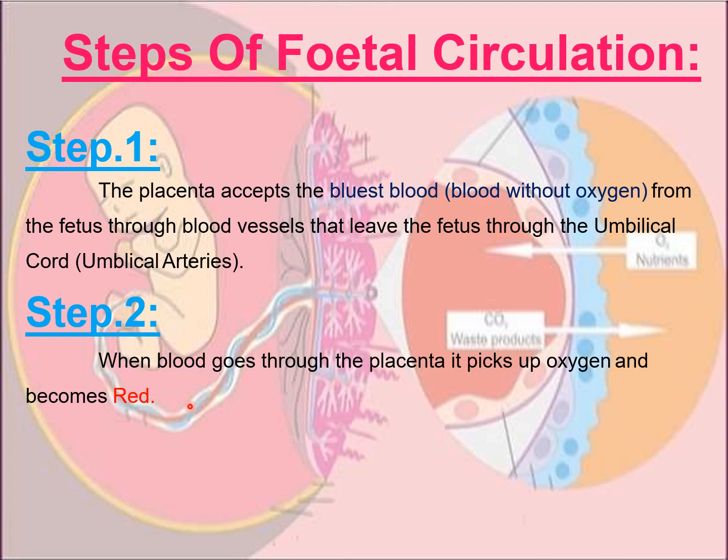And second, when blood goes through the placenta, it absorbs oxygen and becomes oxygenated blood. For easy understanding, I have marked it as red blood. It will become red blood, so it will be oxygenated blood. That is the second step. So the exchange of oxygen and carbon dioxide is happening in the placenta.